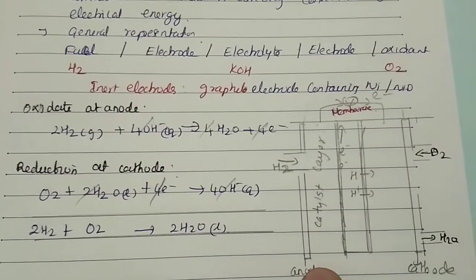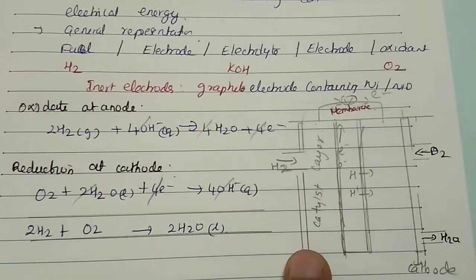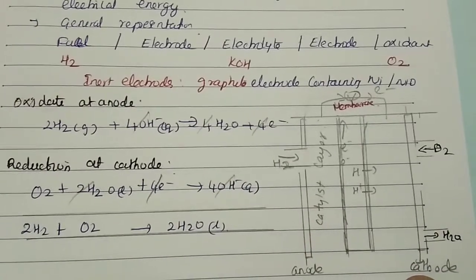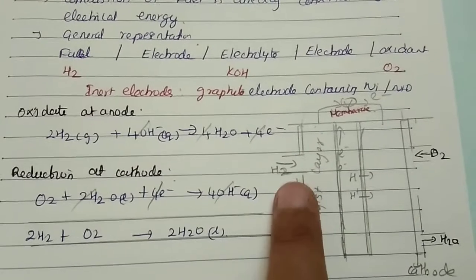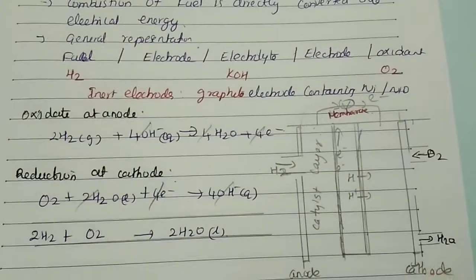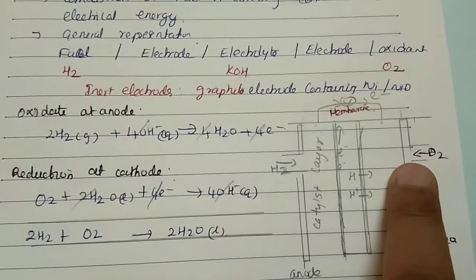What is the meaning of oxidation? That is loss of electrons. Reduction means gain of electrons. In the anode side, we are passing hydrogen gas. In the cathode side, we are passing oxygen gas.